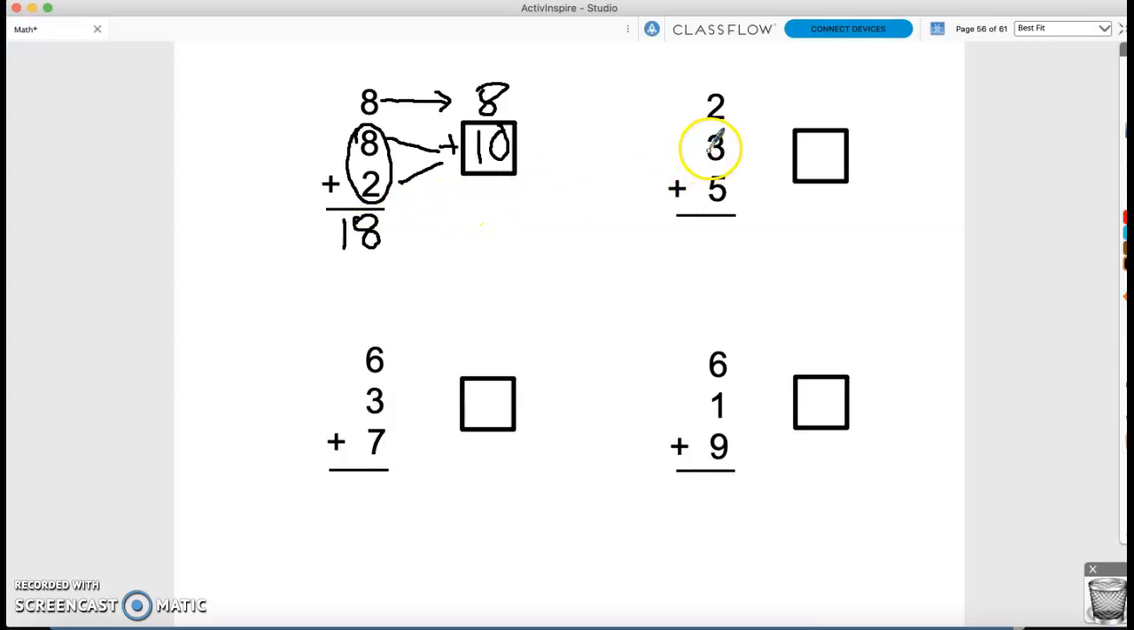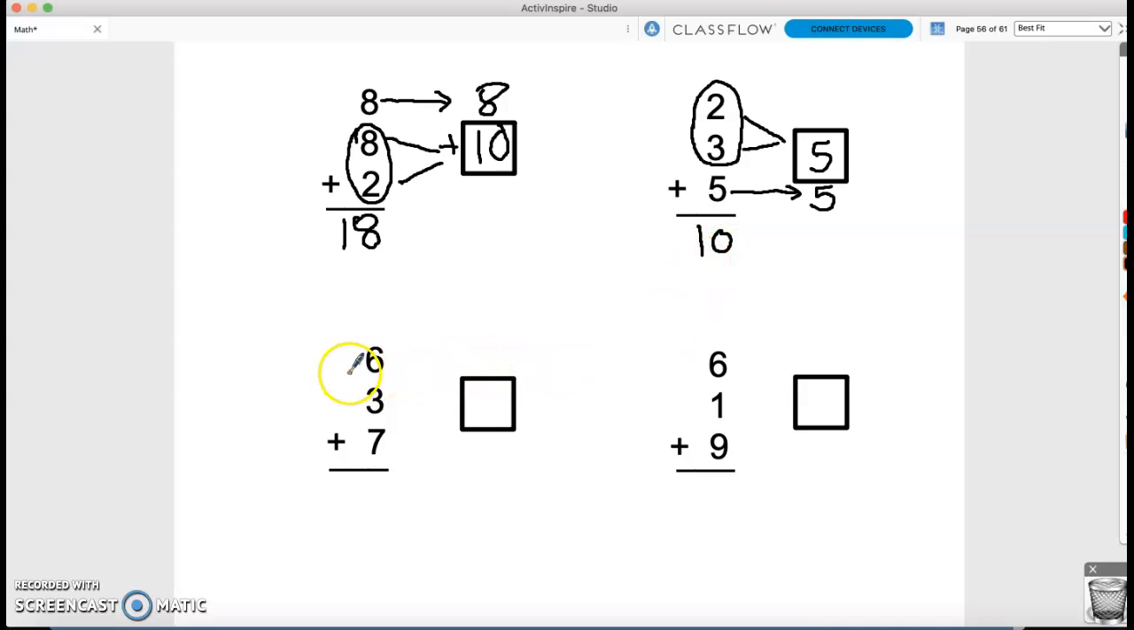Let's try another one. I'm going to find some numbers that I can add that might make it easy for me to add. Oh, I see I have a 5, but I also know that 2 and 3 make 5. So I'm going to circle my 2 and my 3 because those are the ones I'm going to add first. And 2 and 3 make 5. But remember, we still have to add this 5 to it. So 5 plus 5 is 10.